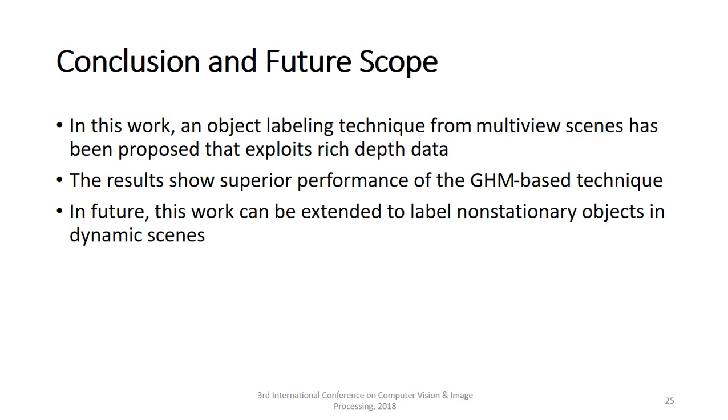So in this work we have used a depth estimation technique that gives us a very robust labeling performance. And so what we can do in future is we can extend this work to label non-stationary objects. That means in a certain video the objects will be moving, unlike this dataset where the objects were static. So this will be challenging, and we are looking forward to that.